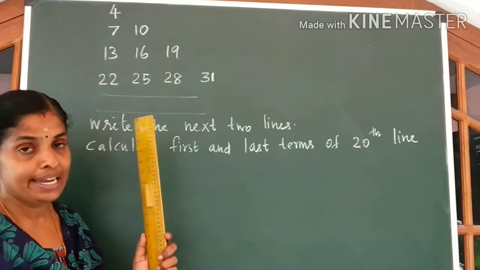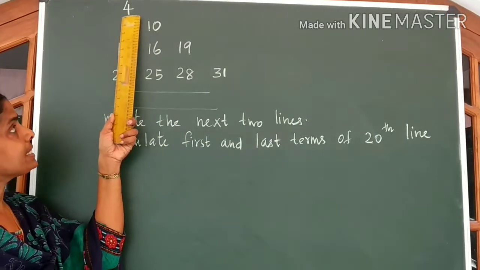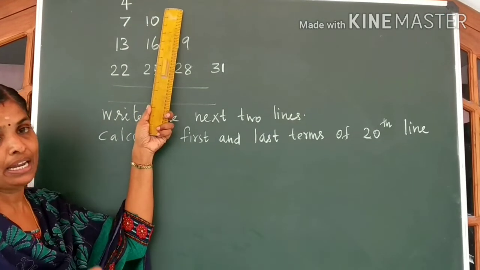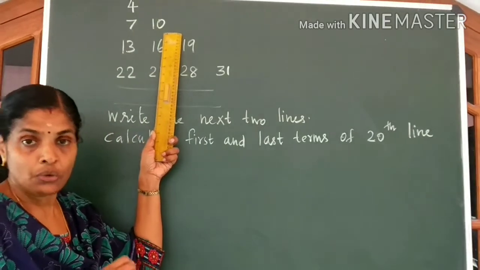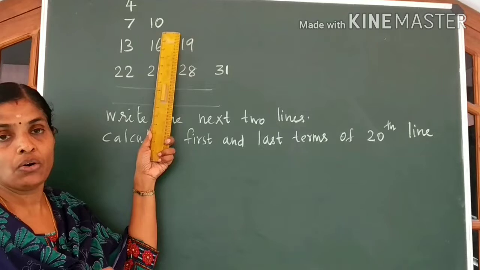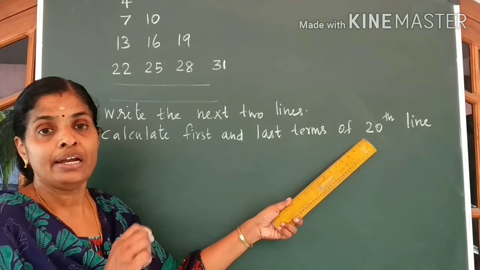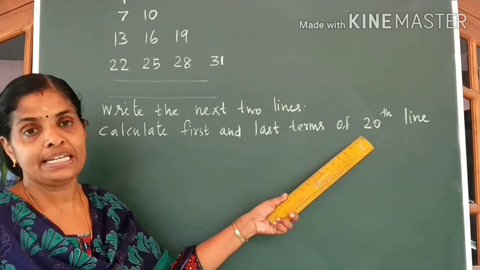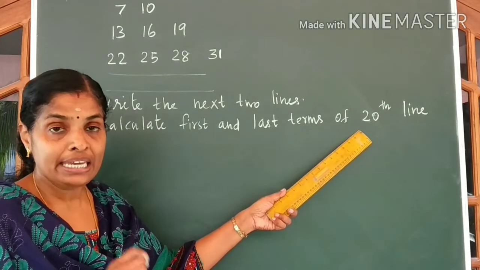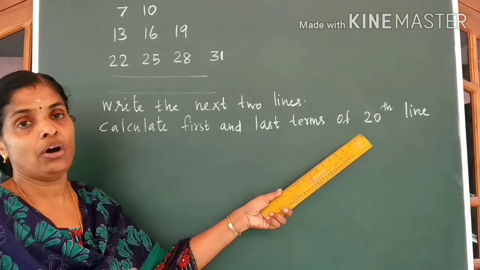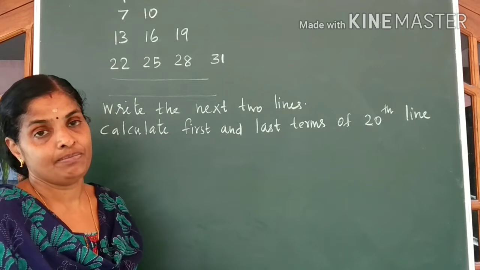Now you should analyze the question. See here, in the first line you have one number. In the second line you have two numbers. If so, in the 20th line you will be having 20 numbers, isn't it? So first of all, I am going to find out the position of the 20th number in the 20th line.